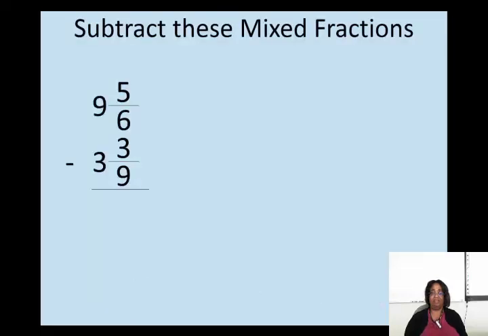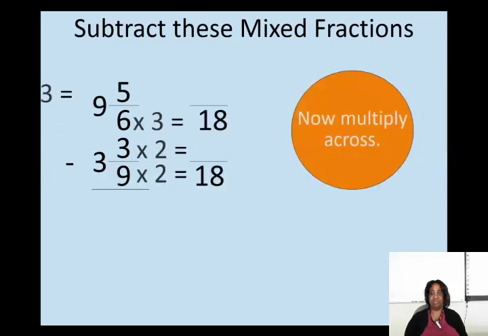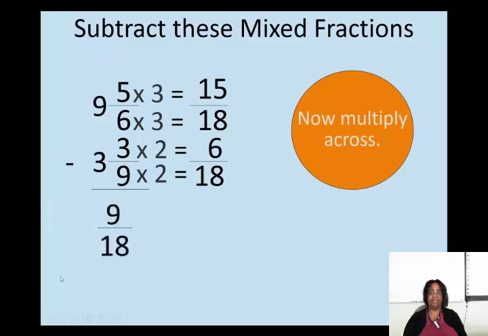Here I have 9 5/6 and 3 and 3/9, so I have to raise the fractions to 18. On top I'm going to multiply by 3. On the bottom I'm going to multiply by 2. Get my equivalent fractions. My equivalent fractions are 15 18ths and 6 18ths. When I subtract that, I'm going to get 9 over 18.